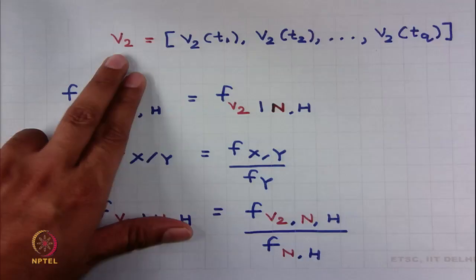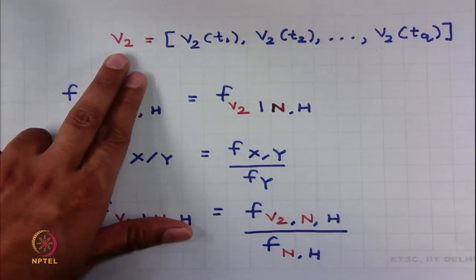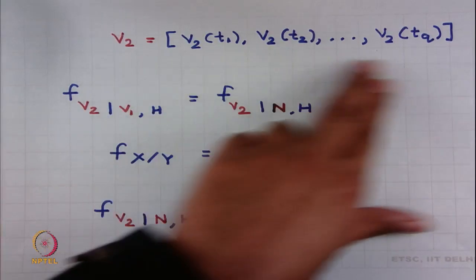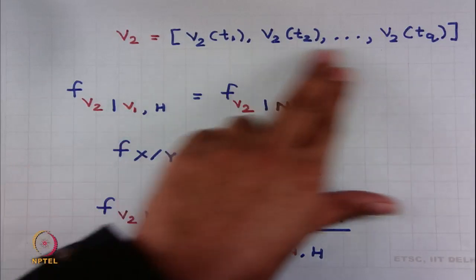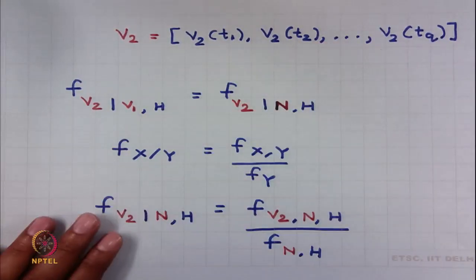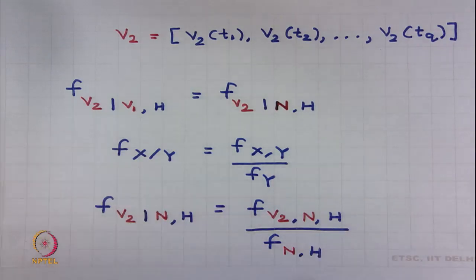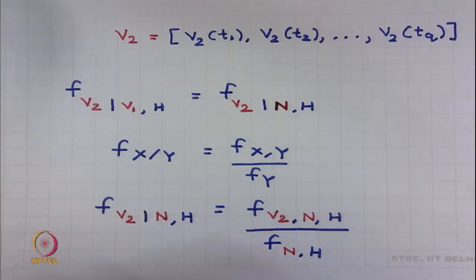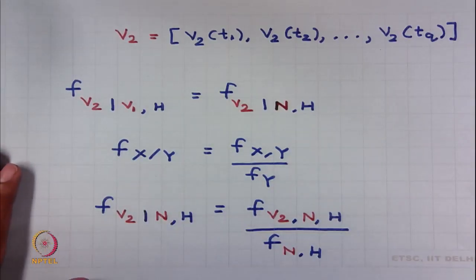Let us see the proof. So, V2, we are forming a random vector, red color tells us about the vector, as a collection of various random variables, and I obtain these random variables by sampling the process V2(t) at various time instances. So, we have seen that if you have a random process, you sample this random process at various time instances, you get random variables, and this random vector is nothing but a collection of random variables.